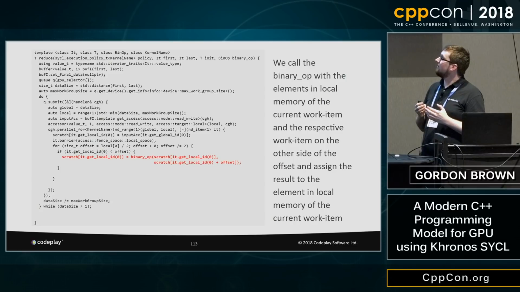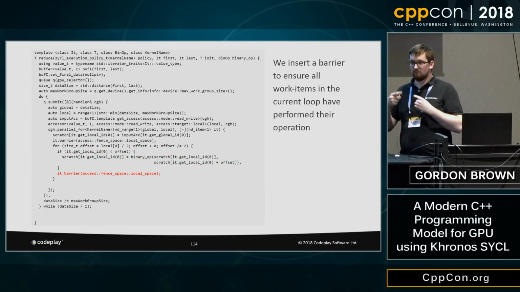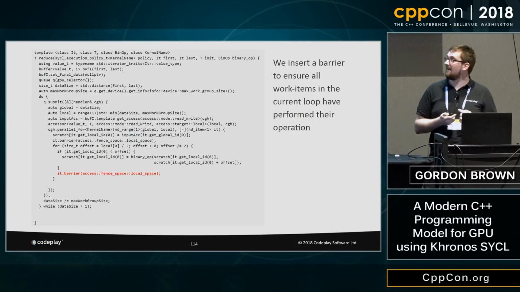Here we use the local ID to access the current ID, so we take the element at the position of the current ID in local memory and put that into the binary operator with the equivalent element on the other side of the data, so offset plus your ID. Then the result is stored into the current element of your ID in local memory. So this is the act of folding one side into the other. And then we add a barrier after each loop to make sure that each stage of the reduction is complete before we move on to the next one.